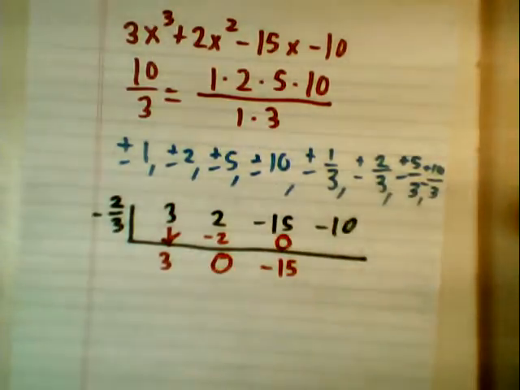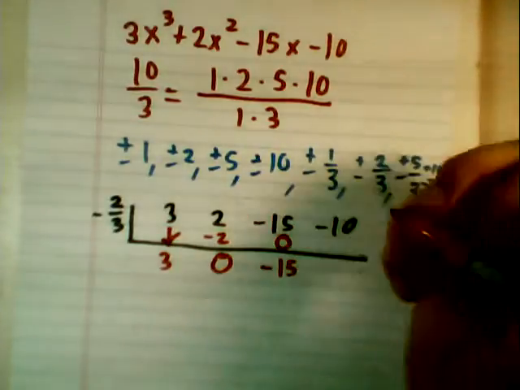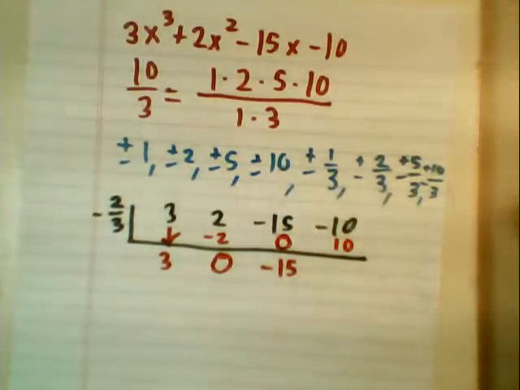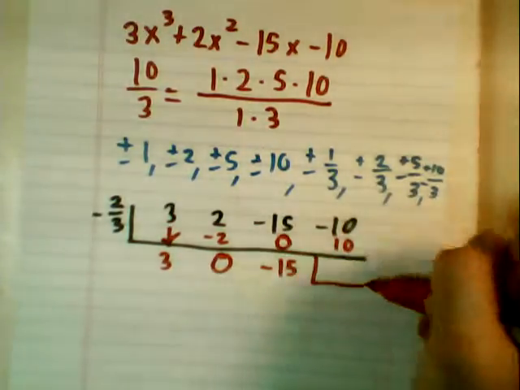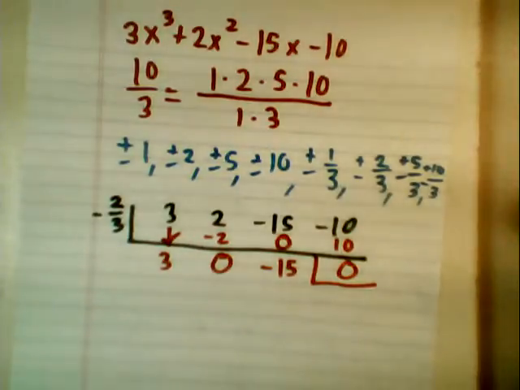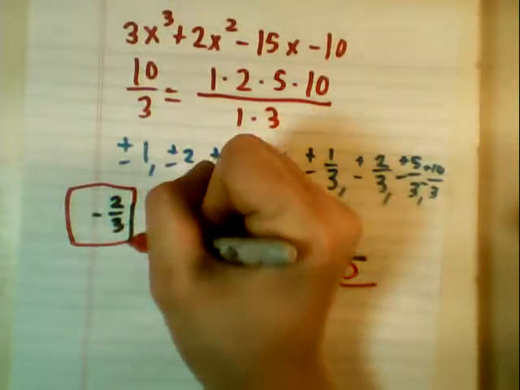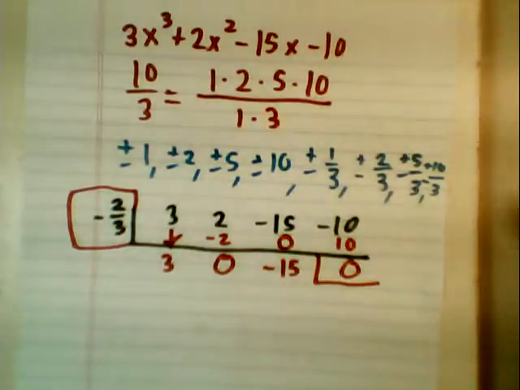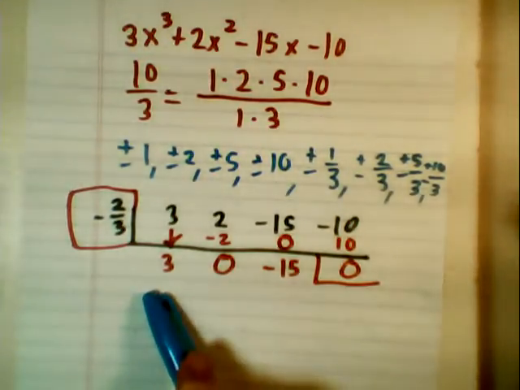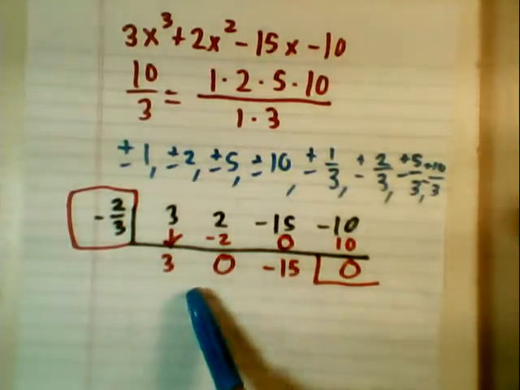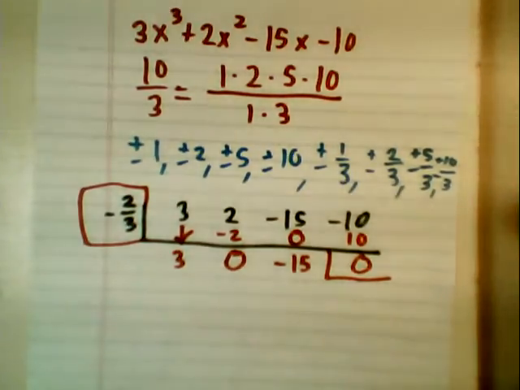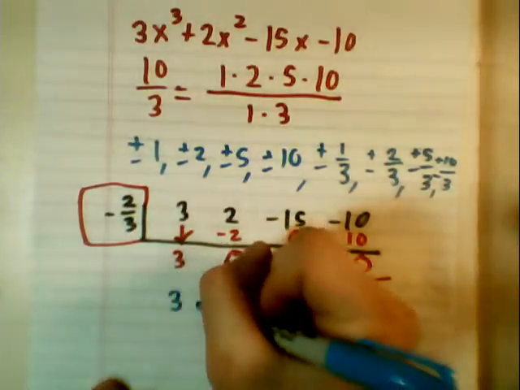Negative 2/3 times negative 15 is positive 10. Negative 10 plus positive 10, 0. Since that's a 0, this right here is an actual zero that we want for our function. So now what can we do with this? We could try to do synthetic division, but let's pull it out as a function, and maybe we could break it down some more, or maybe we'll need to apply the quadratic formula.